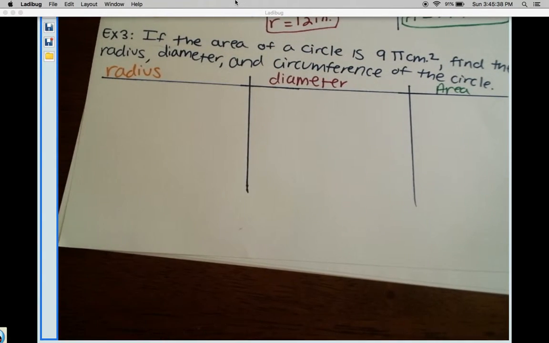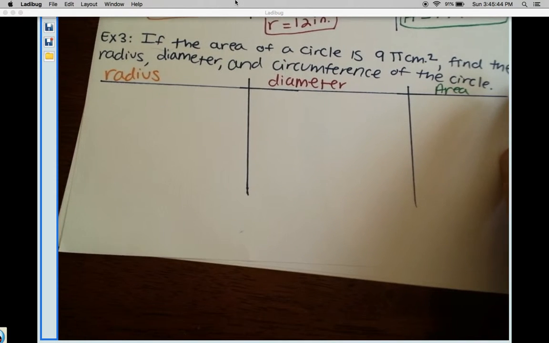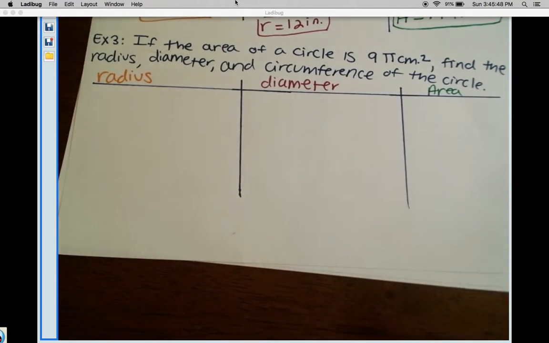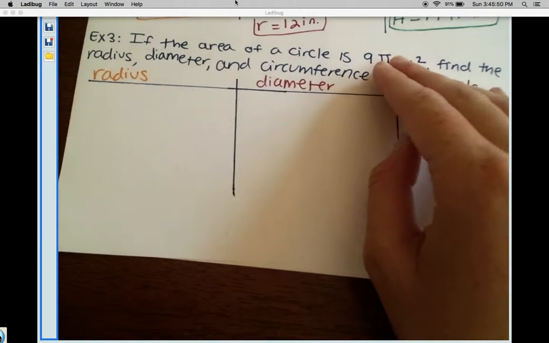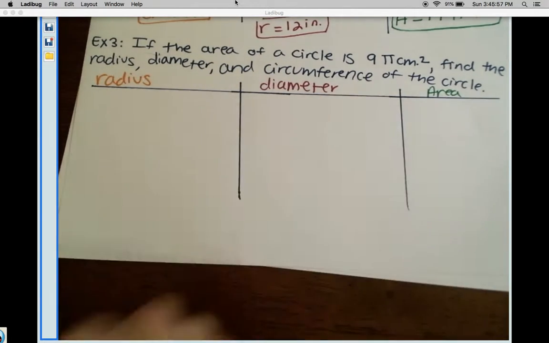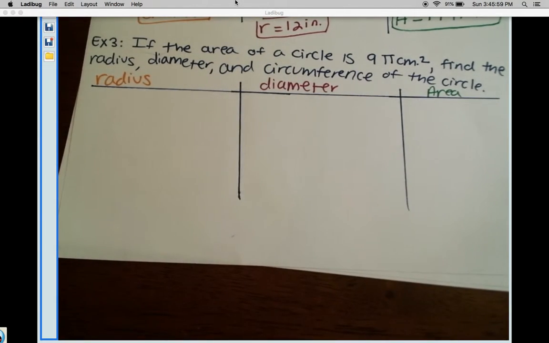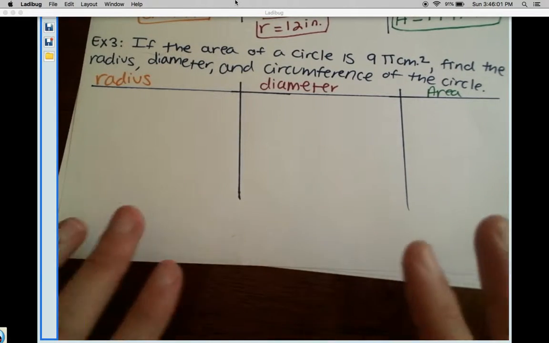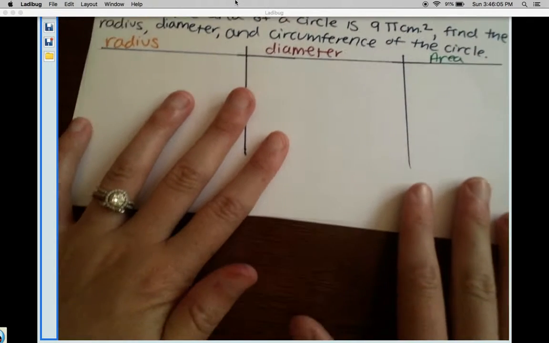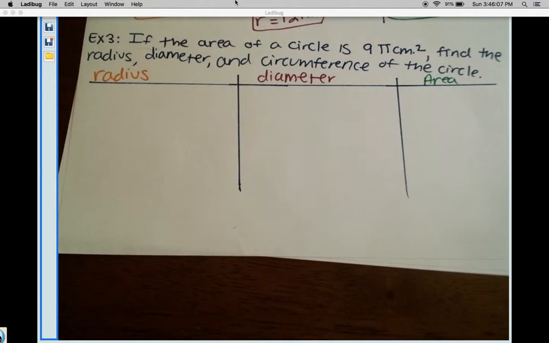Okay, so in this case it says if the area of a circle is 9 pi centimeters squared, find the radius, diameter, and circumference of the circle. Okay, so I'm going to be using the area formula first and foremost to find the radius, from which I can find the diameter and circumference. So let's think about what is the formula for the area of a circle. Well, the area of a circle is pi r squared. So I'm going to write that down first.